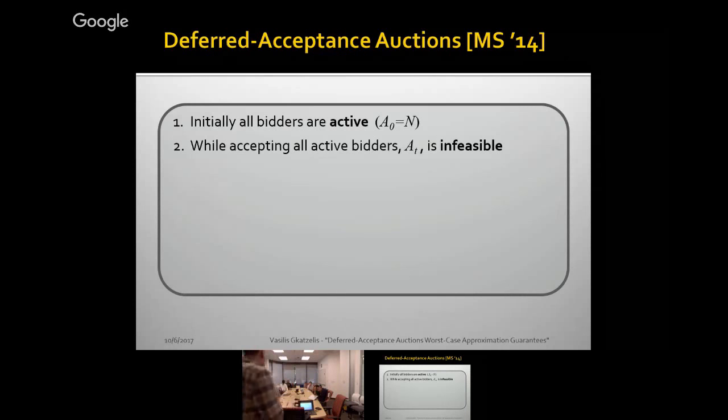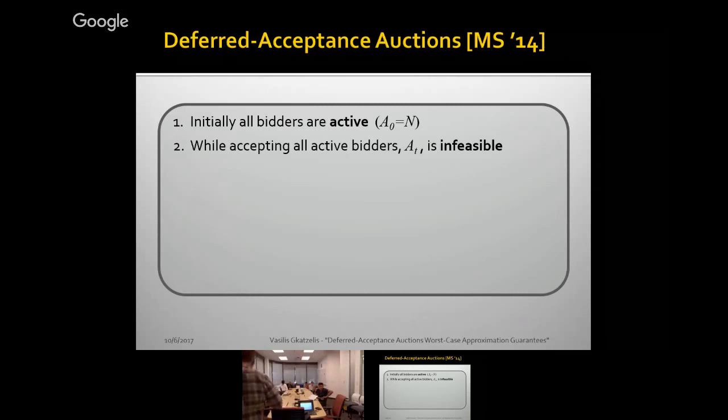Okay, so now let me formally define what the set of deferred acceptance auctions is, so you can think about what is essentially an algorithm. You don't care about prices. It just defines the prices. So it's a set of algorithms. Initially, everybody's active. So A sub 0 is N. All the people at stage 0 are active.